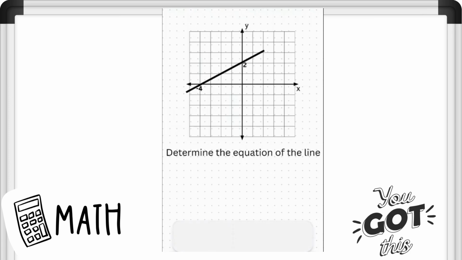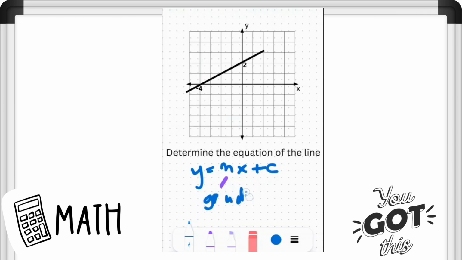Now, first of all, an equation of a line is written in a specific format. It's written as y is equal to mx plus c. You have to remember that the m stands for the gradient, so how steep it is. And the c is where it cuts the y-axis. So to jump in, let's go look at the information that has been given to us.